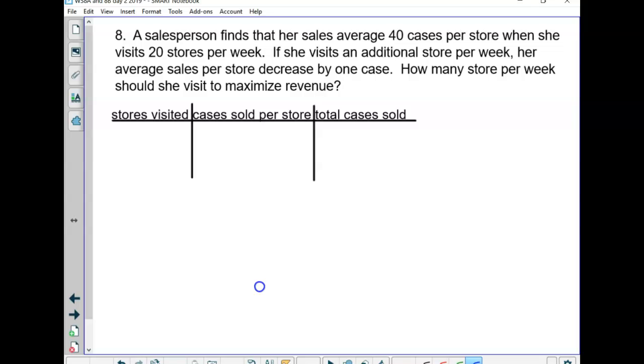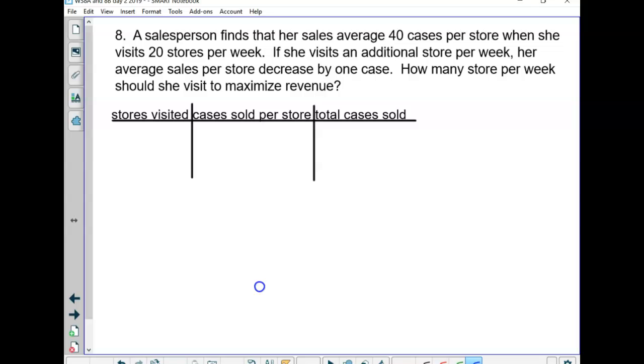I will tell you, this is more like the one that's on the quiz. It says a salesman finds that her sales average 40 cases per store when she visits 20 stores a week. Okay, so I sell M&Ms to Walgreens stores, okay? I go out and I go into the store and I schmooze with the manager. I take them a Starbucks and I say, how many do you want to buy this week? Okay, I average 40 cases a store if I go to 20 different stores over the course of the week.